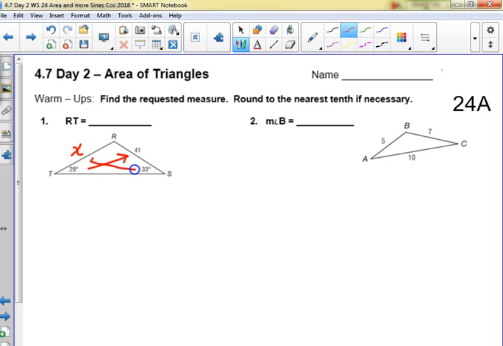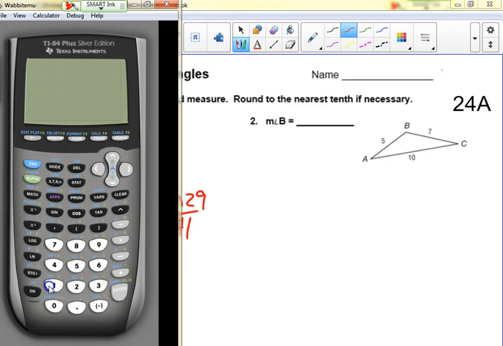Because these match up across from each other, I'm going to use law of sines. Sine of 33 over x equals sine of 29 over 41. And I'm going to pull out my calculator. I'm going to make sure I'm in degree mode.